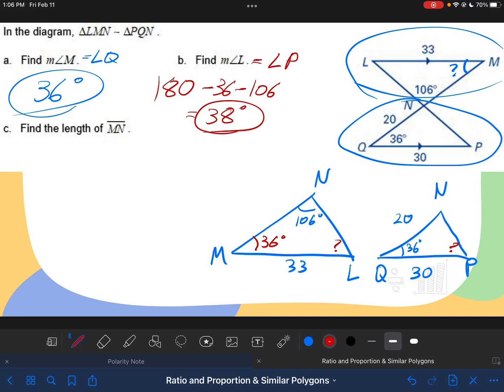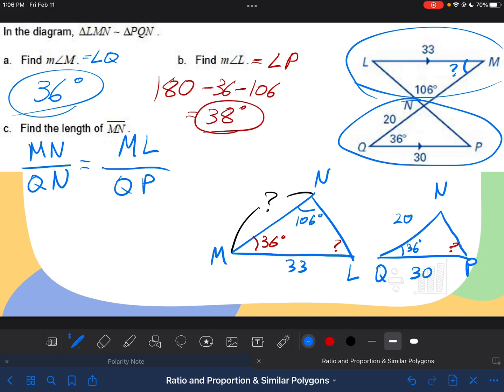Next, let's solve for MN. So we're looking this time for this one right here. But wait, we already know a proportionality between these two triangles. For example, if we have MN, that is similar to QN, is equal to... Now make sure that one side of the fraction has all the numbers, so in this case M, L and Q, P. We have MN, which is what we're looking for, QN is 20, ML is 33, and QP is 30.